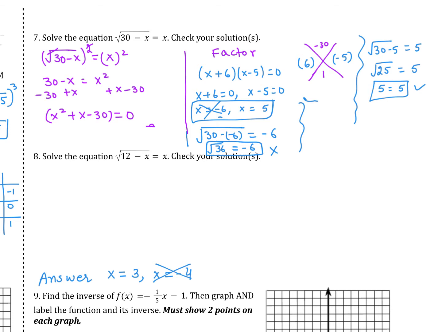And for number 8, you're going to solve exactly the same way as number 7. There are going to be two x values, x equals 3 and x equals -4. And then the right answer should be x equals 3 when you check your answer.